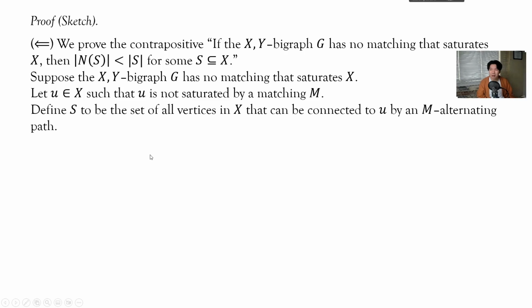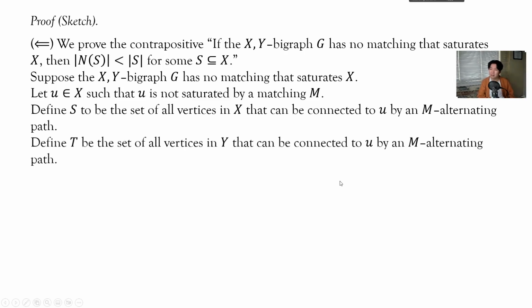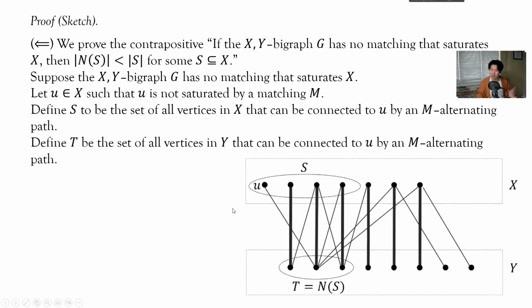And we're going to let S be the set of all vertices in X that can be connected to U by an M alternating path, and T be the set of all vertices in Y that can be connected to U by an M alternating path. Lots of terms here, but let's draw a picture. So I have X and Y, my sets, and since X is not completely saturated by M, there's at least one vertex U where there's no edge in my matching.